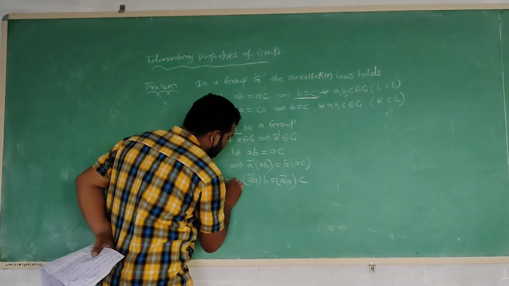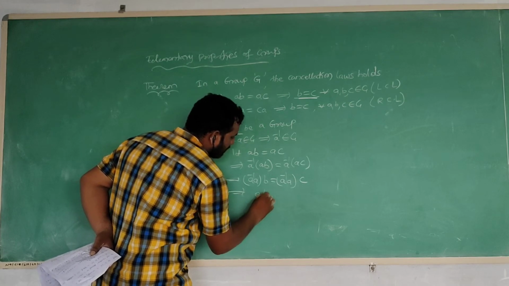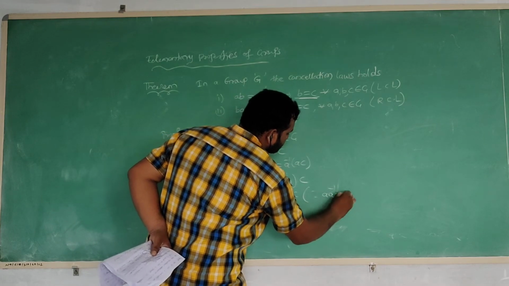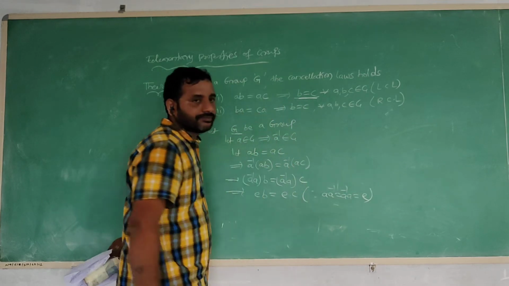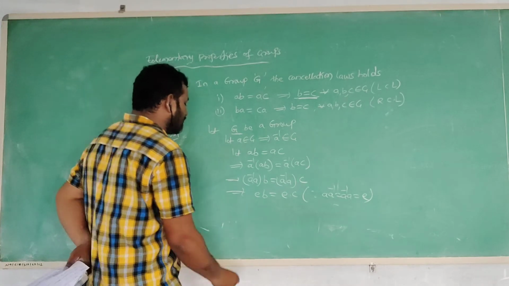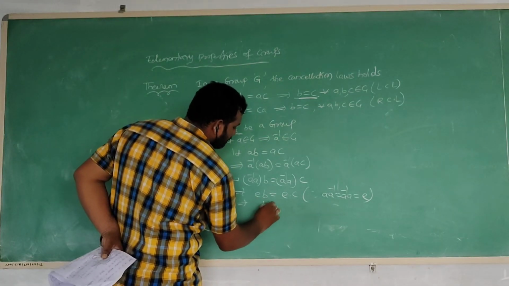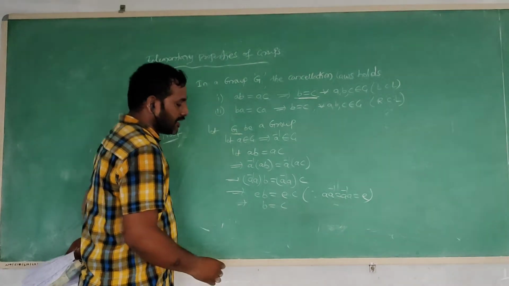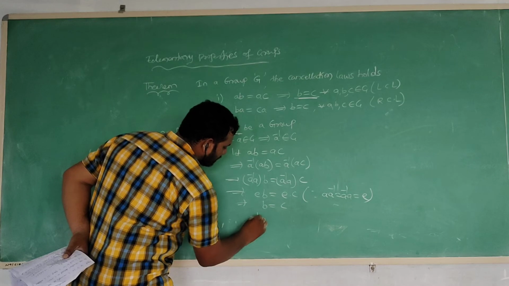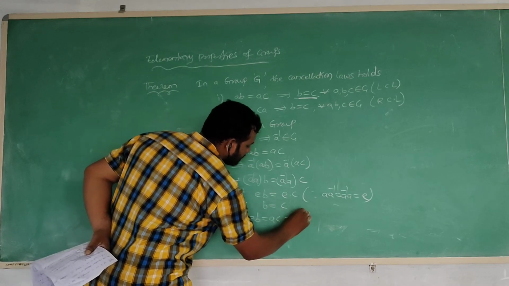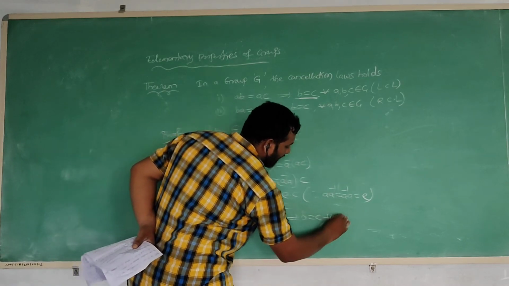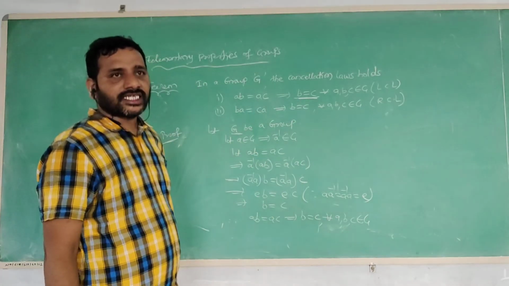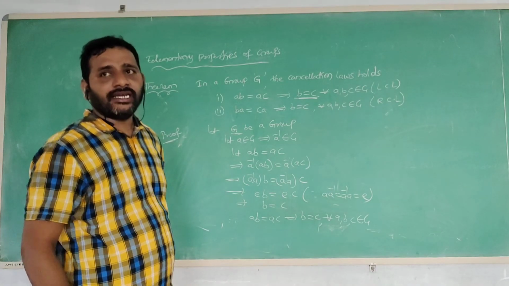Then this implies E into B equals E into C, since by the inverse property A into A inverse equals A inverse into A equals E. Then E into B can be replaced by B and E into C can be replaced by C. Therefore, AB equals AC implies B equals C for all A, B, C belonging to G. Therefore, the left cancellation law holds in G.